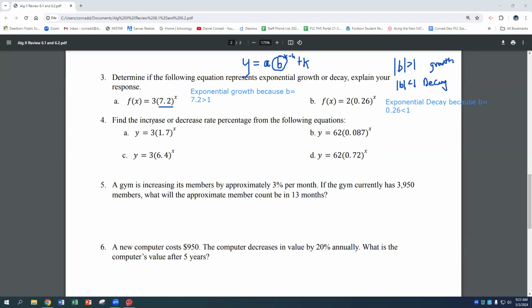So next up, find the increase or decrease rate percentage. So we want this as a percentage from the following equations. All right, so this is our growth factor. So I'm going to split this up into 3 times (1 plus 0.7) to the x. Okay, what this means is our growth rate is 0.7. And if we write that as a percentage, move the decimal over twice, that's going to be 70%.